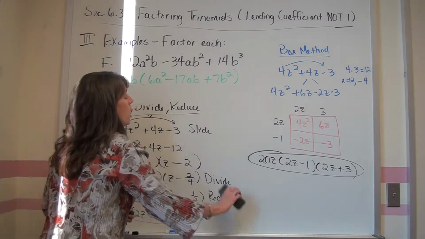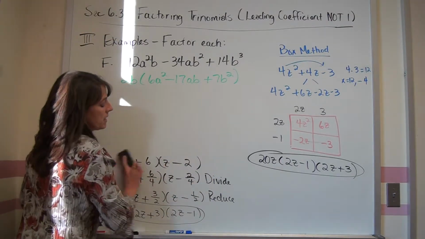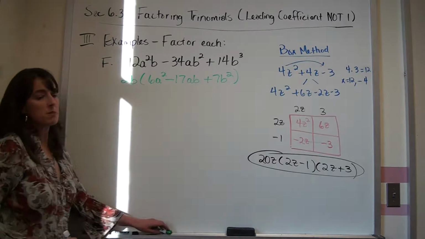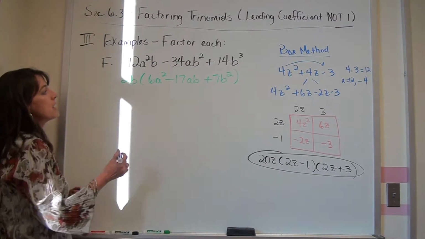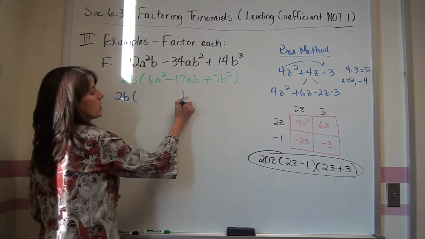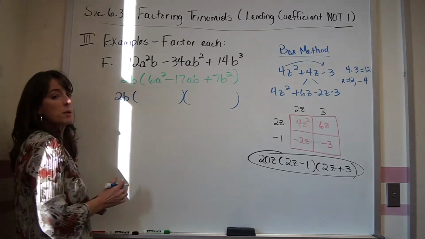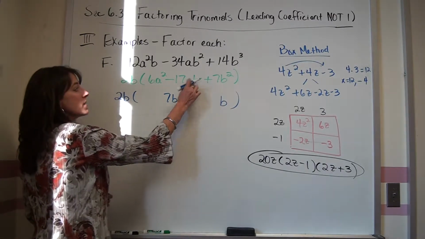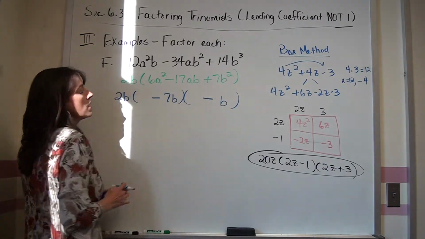There's nothing more common that I can divide out, so now I'm headed for any of those four methods: guess and check, factoring by grouping, box method, slide, divide, and reduce. Notice here that guess and check's not too terribly bad because there's only a way to split up a 7b squared. It's a 7b and a b. This tells me same signs. This tells me both minuses.